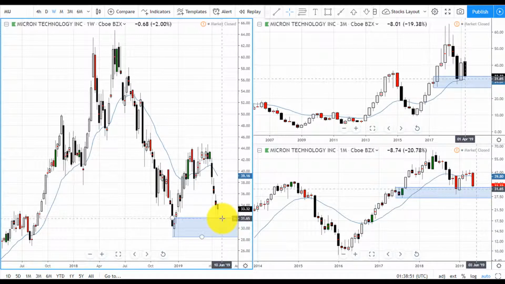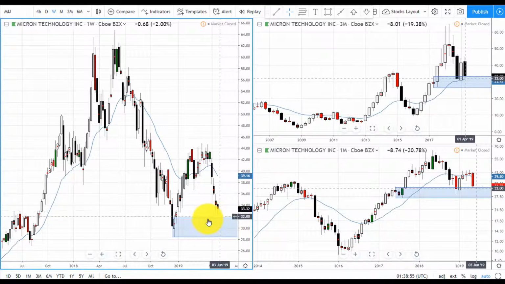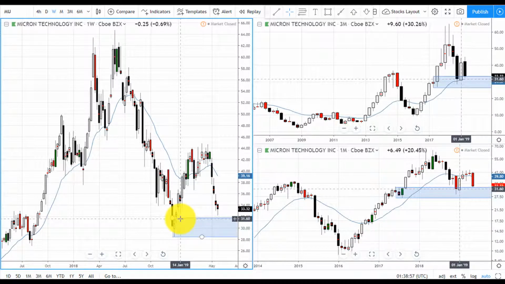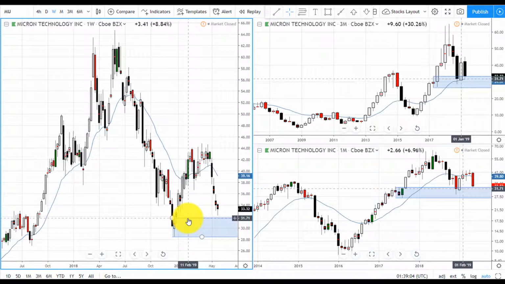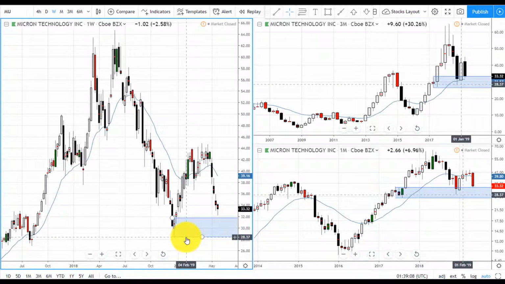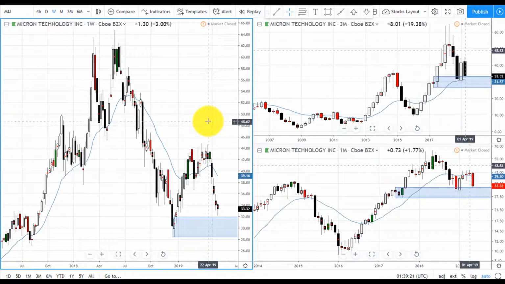So we can see that it is likely to, but this is where I am planning to go long in this area here, around 31.70 to 31.60, and putting my stop loss down here at 28.37. And this is for a long-term swing trade. We're holding our positions for weeks at a time. As you can see, each of these candles is 1 week.